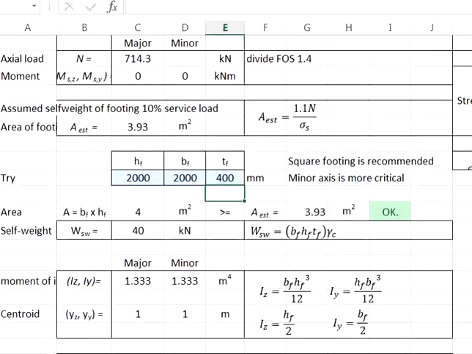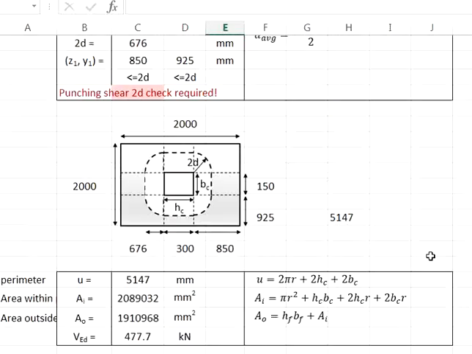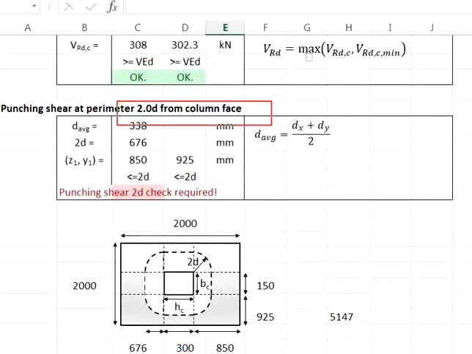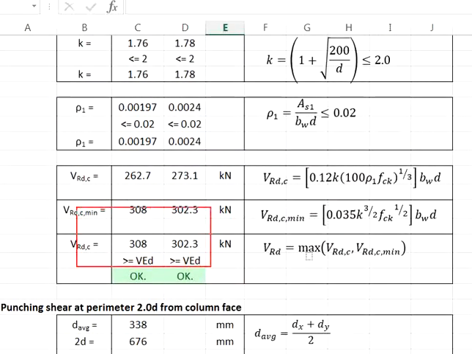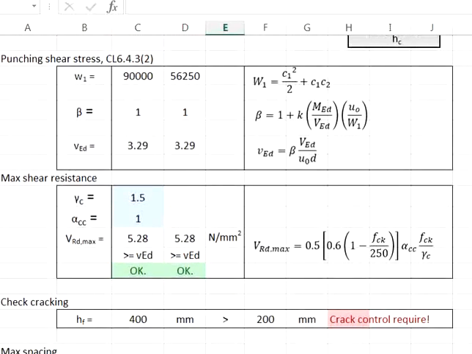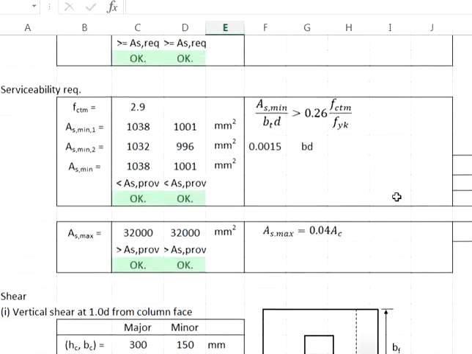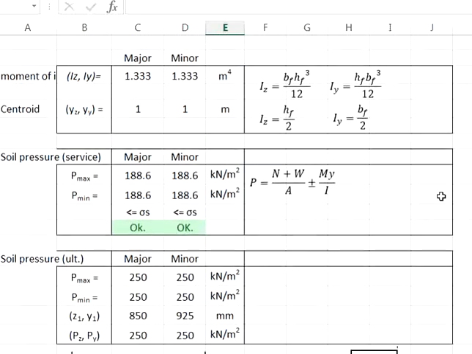In this case, if we use 400 mm, which is relatively thin, you will find the member fails in the shear at 2D from the column face. It passed the shear at 1D, and also passed the punching shear along the column perimeter. That means the proposed thickness is insufficient.